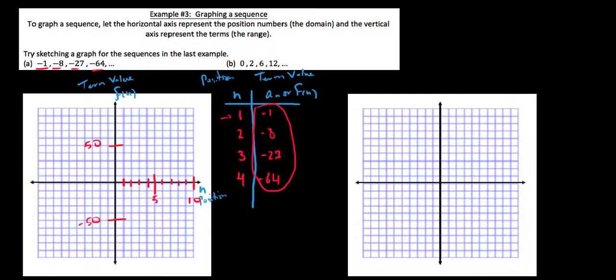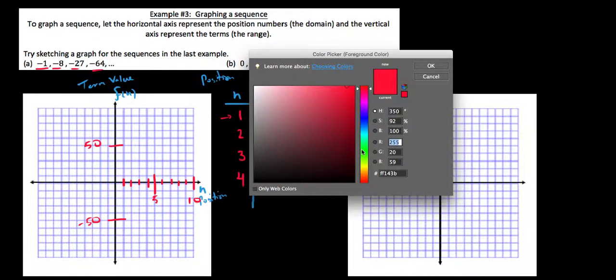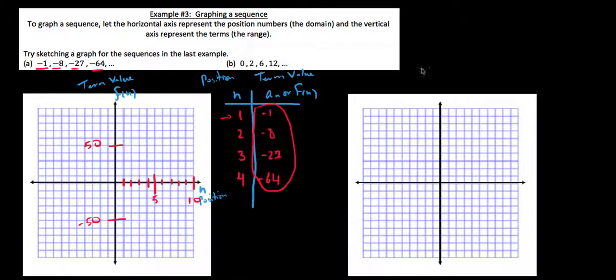So graphing this, what would this look like? I'm actually going to switch out colors. Let's go with a green. Our first term is at 1, -1. In other words, if we go to position number 1, our term value is -1, which, if we're going by tens, looks like it's on the x-axis. Our second term has a position of 2 and a value of -8.